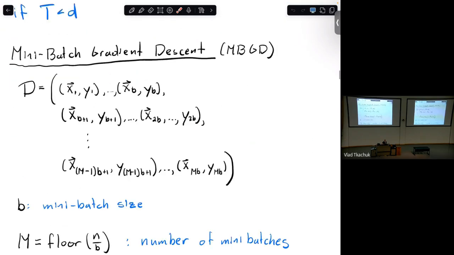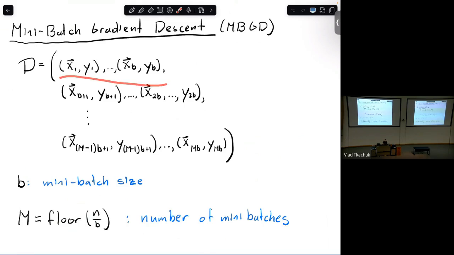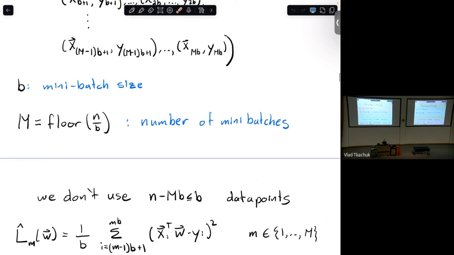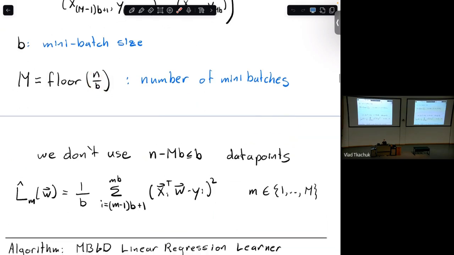Yeah, and then there's mini batch gradient descent, which was just batch gradient descent, but you broke up the data set into mini batches of length b. And we said the number of mini batches is the floor of n over b, rounding down to the nearest integer if things don't divide. And we just discard the last n minus m times b data points.